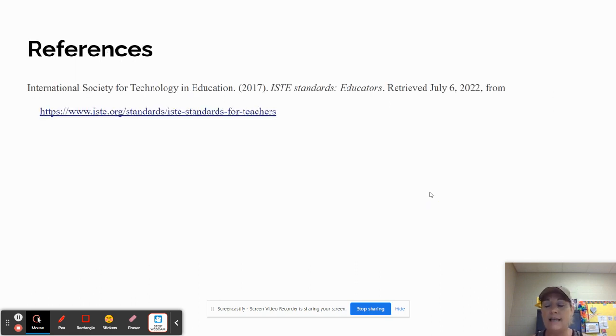So again, my ISTE standard is for students to be able to apply what they know, and no better way to do that is in a hands-on activity in the lab.